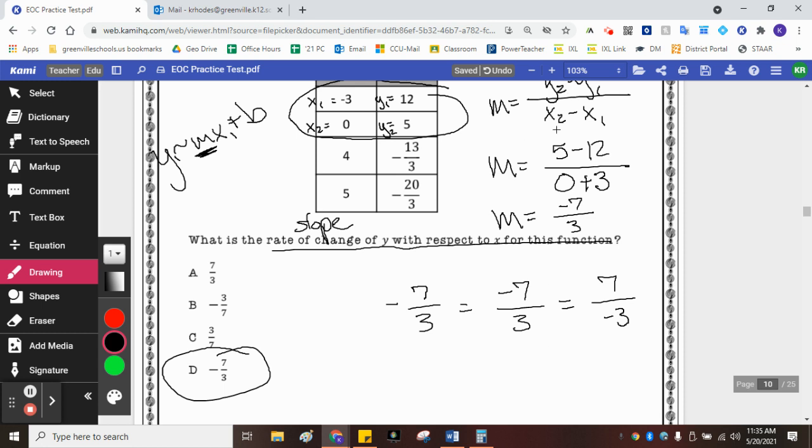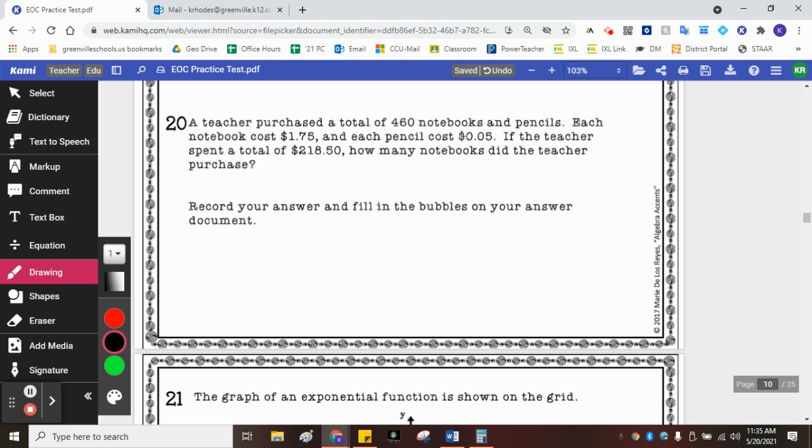I hope you're good at, most of you guys were really good at solving the equation though. The teacher purchased a total of 460 notebooks and pencils. Each notebook cost $1.75. Each pencil cost 5 cents. If the teacher spent 218, how many notebooks did the teacher purchase? Okay, so we have two equations here. Total, she bought 460 notebooks and pencils. So we're going to say notebooks is X, pencils is Y. Total meaning I add them together, I get 460.